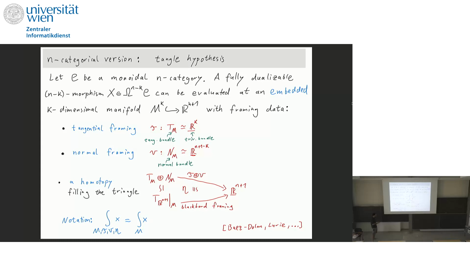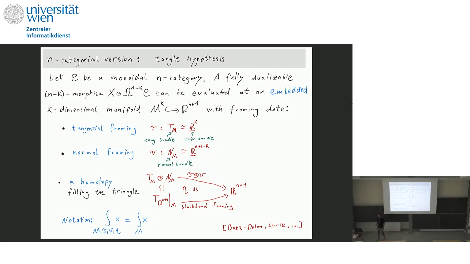With framing data, and this framing data is again analogous: I have a tangential framing, a trivialization of the tangent bundle. I have a normal framing, a trivialization of the normal bundle, and I have to have this homotopy filling this triangle. So all I'm saying is, again, if you're careful how you draw your pictures, you can now draw the sorts of string diagrams you would imagine in n+1 dimensional space and evaluate them to numbers in a fusion n category. Okay. I won't say too much about the slide because it's basically a version of the slide we saw in the beginning, and it's telling you precisely what additional decorations I have to put on these string diagrams to make them well-defined.